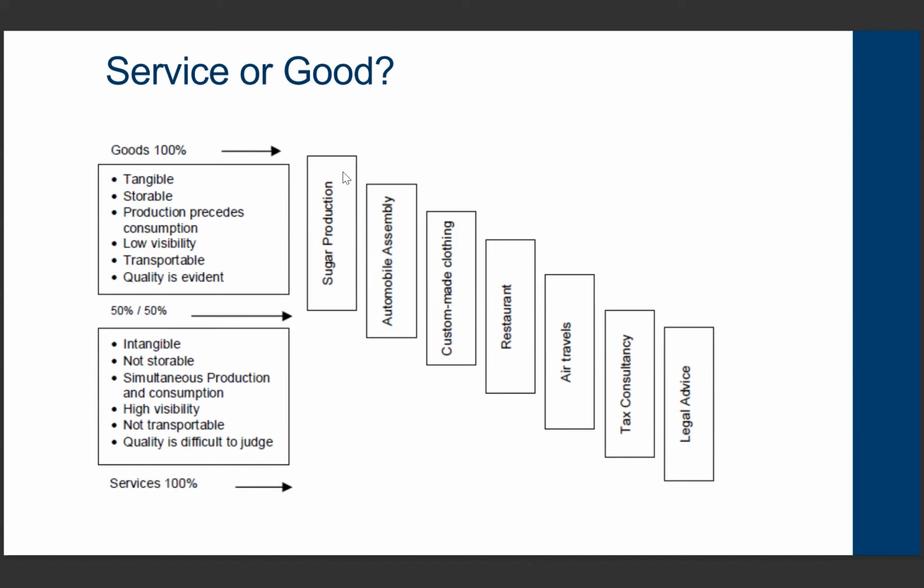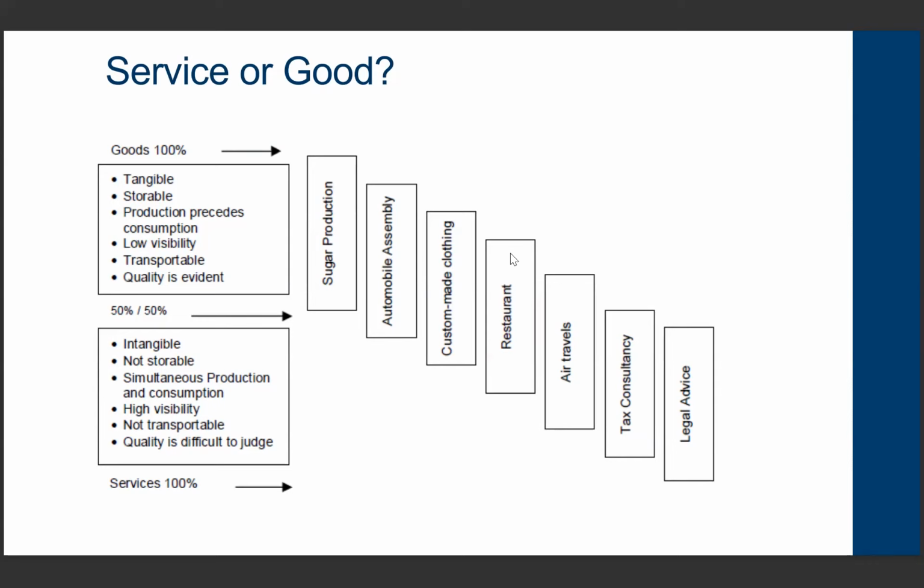Here, sugar production. Sugar is 100% good. That's tangible, storable, transportable, low visibility, quality is evident. But for legal advice, take a law firm, a lawyer. That's a service. There's nothing tangible, nothing storable. It's all intangible. There's high visibility, and it's not transportable. You can't transport advice. The quality is difficult to judge from lawyer to lawyer. And there are some things in between.